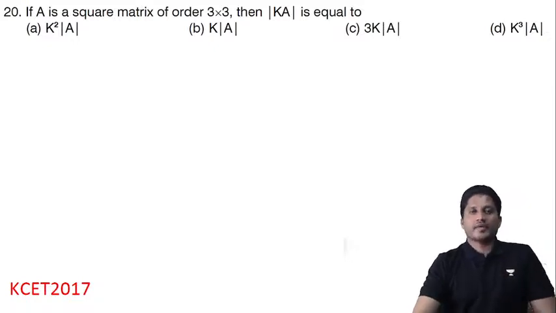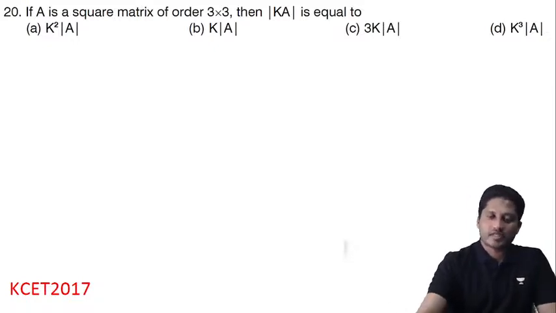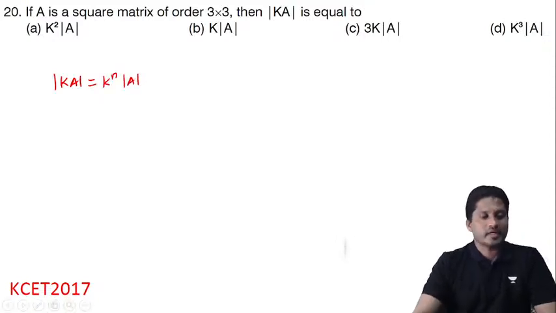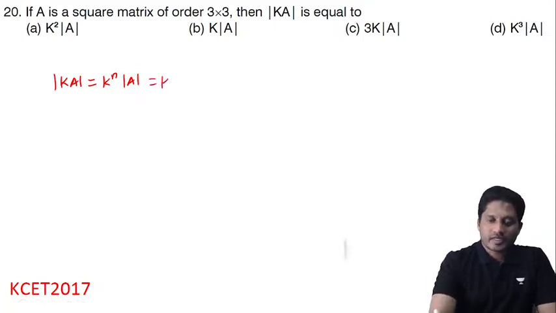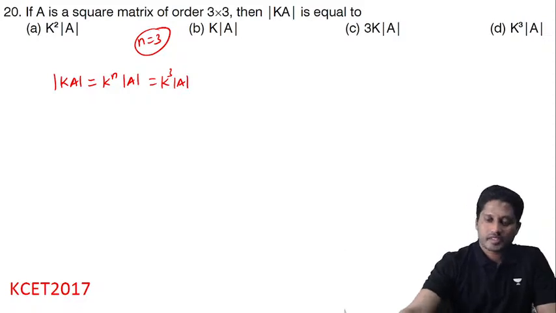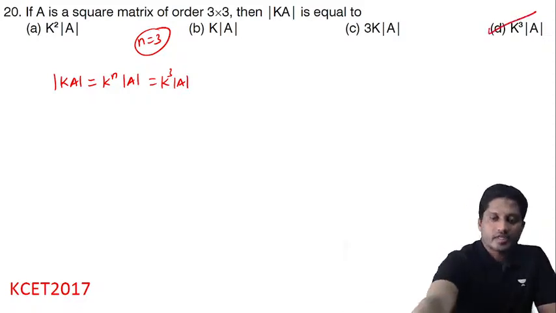A is a square matrix of order 3 by 3. Then what is the determinant of kA? Actually, the determinant of a scalar times a matrix is, if you take k outside the determinant, k power n into the determinant, where n stands for the order of the matrix. So this is equal to k power n. A is a matrix of order 3 by 3, right? So this is k cube into determinant A. Right, answer is option D. Let's move to the next question.